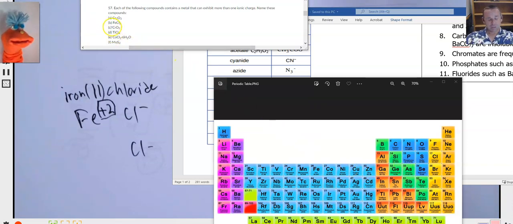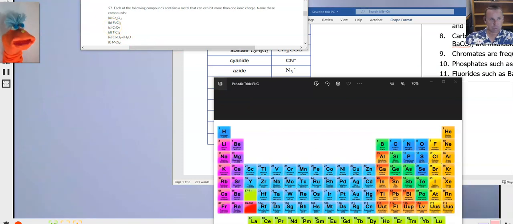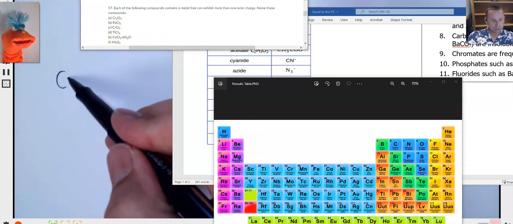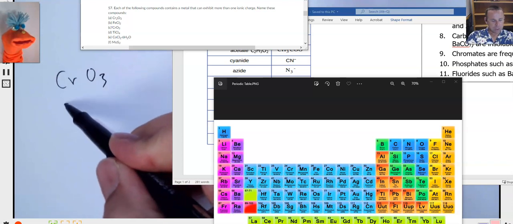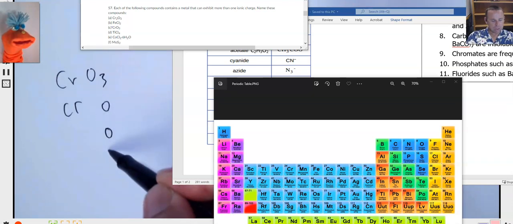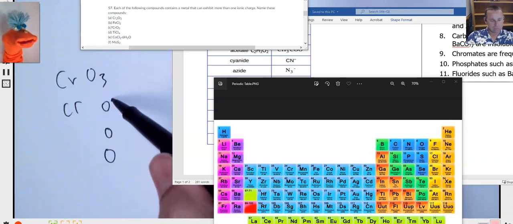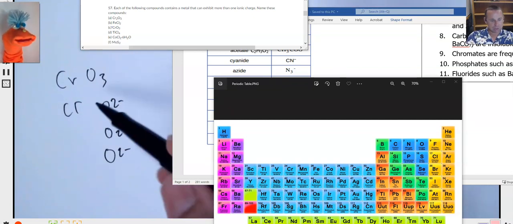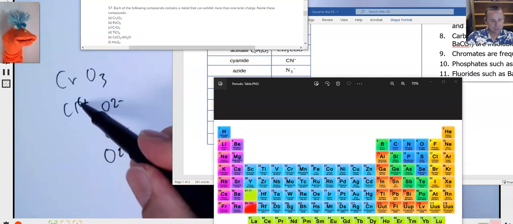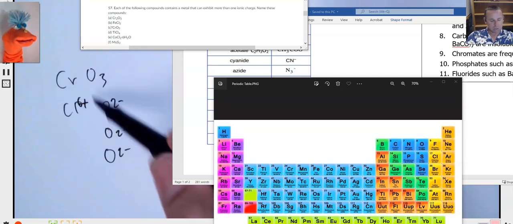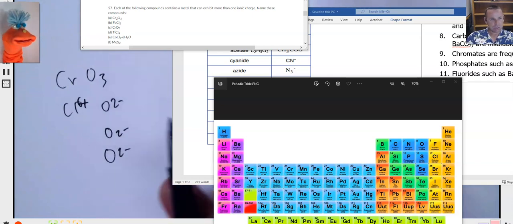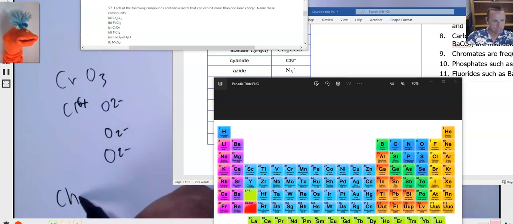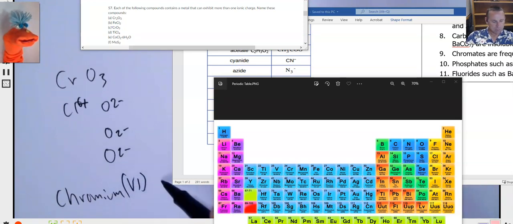All right, CrO3. Chromium's a transition metal. Very good. So we have 1 chromium and 3 oxygens. Oxygen's -2. 2 minus on all these oxygens. Chromium must be a +6. Very good. +6. 6 plus. So that 1 chromium balances those 3 oxygens. So the name of the chemical is chromium 6 oxide? That's right. Chromium 6 oxide.